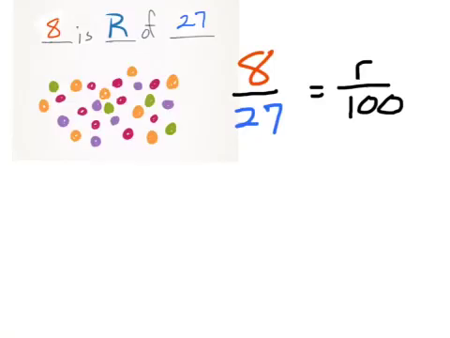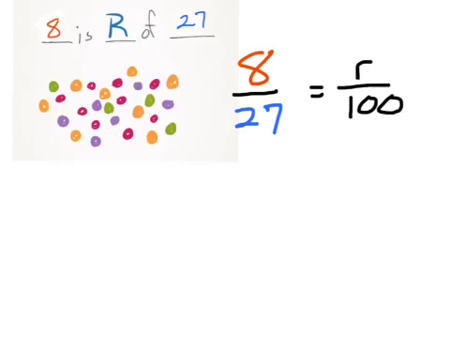So in order to solve this, I'm going to put this into my proportion. Here's 8, which represents my percentage. 27 is my base, and I want to find out what R is. So I'm trying to find the percent, not the percentage, the percent of orange candy out of the total.